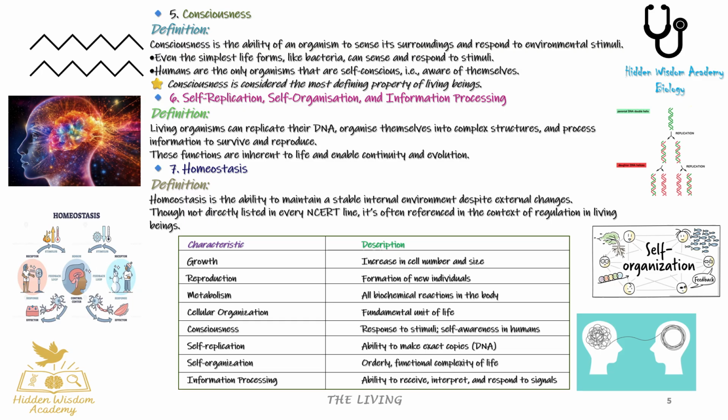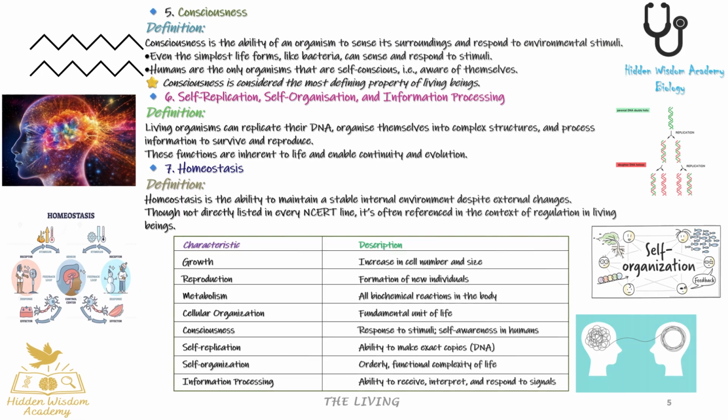Characteristic and description. Growth: increase in cell number and size. Reproduction: formation of new individuals. Metabolism: all biochemical reactions in the body. Cellular organization: fundamental unit of life. Consciousness: response to stimuli and self-awareness in humans. Self-replication: ability to make copies of DNA. Self-organization: orderly functional complexity of life. Information processing: ability to receive, interpret, and respond to signals.